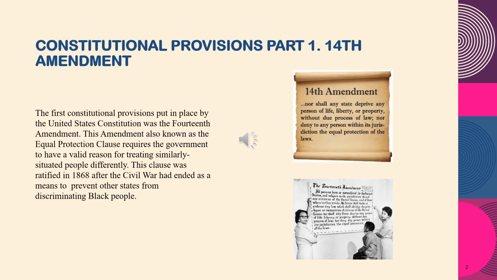This clause was ratified in 1868, 1 year after the Civil War had ended, as a means to prevent other states from discriminating against black people. So this could range from the southern states such as Texas, Louisiana, Oklahoma, West Virginia, Kentucky, those southern eastern states around that area that were still not the biggest fans of the Union and of Abraham Lincoln and of all the progression that was happening towards that time for the freedom of slaves.